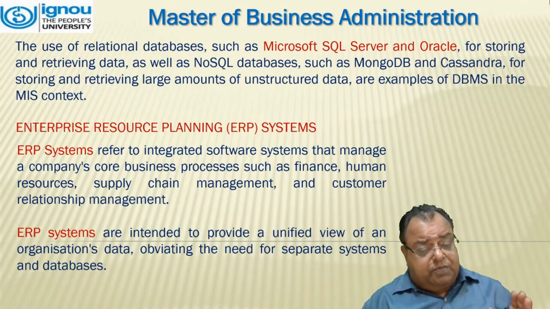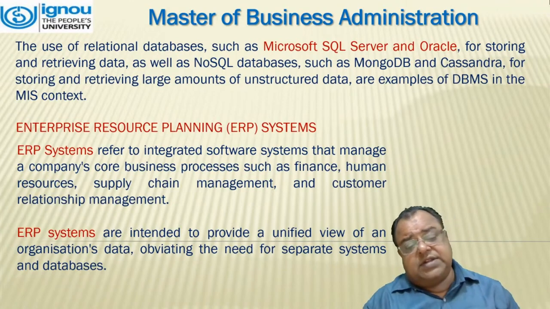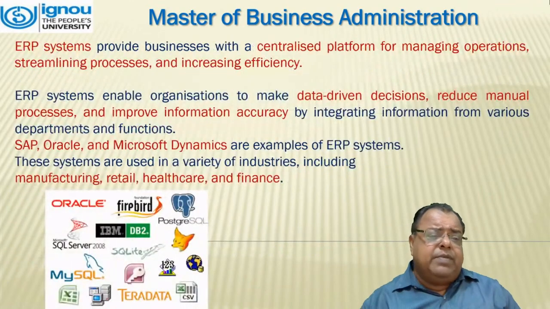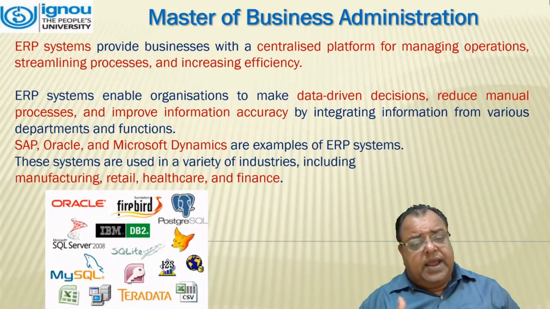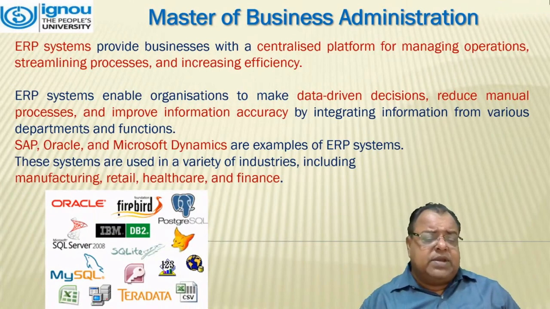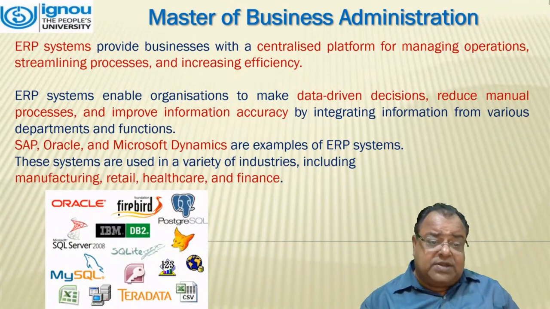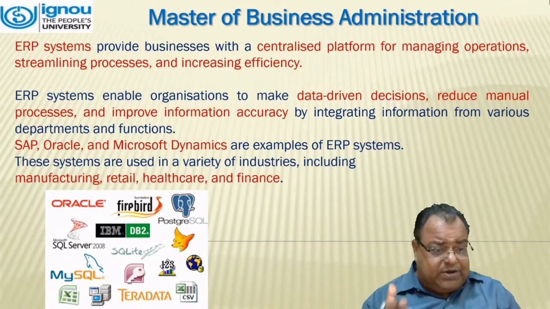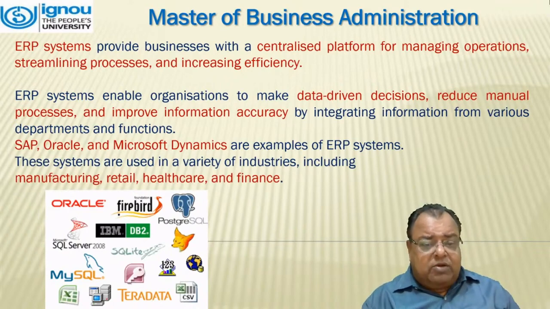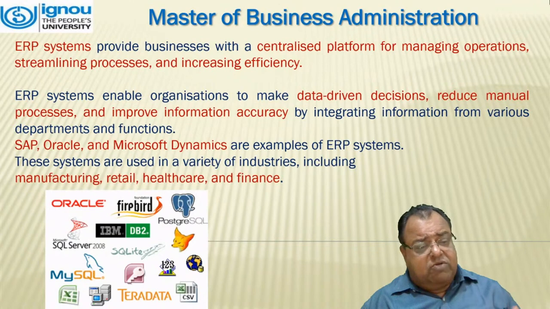ERP systems are intended to provide a unified view of an organization's data, obviating the need for separate systems and databases. An ERP system provides businesses with a centralized platform for managing operations, streamlining processes, and increasing efficiency. ERP systems enable organizations to make data-driven decisions, reduce manual processes, and improve information accuracy by integrating information from various departments and functions. SAP, Oracle, and Microsoft Dynamics are examples of ERP systems. These systems are used in a variety of industries, including manufacturing, retail, healthcare, and finance.